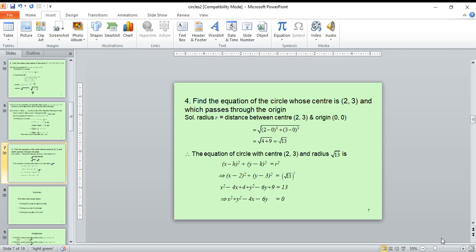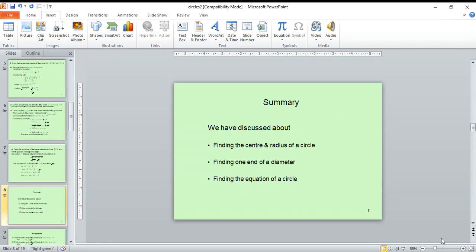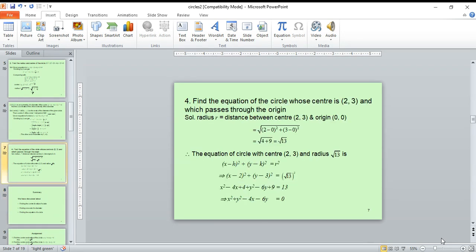This is the equation of the circle whose center is given and which passes through the origin. Second problem: find the equation of the circle whose center is (2, 3) and which passes through the origin. Origin means (0, 0). In this problem, only the center is given, not any other point or radius. But there is a hint: the circle passes through the origin, which means the origin is a point on the circle.